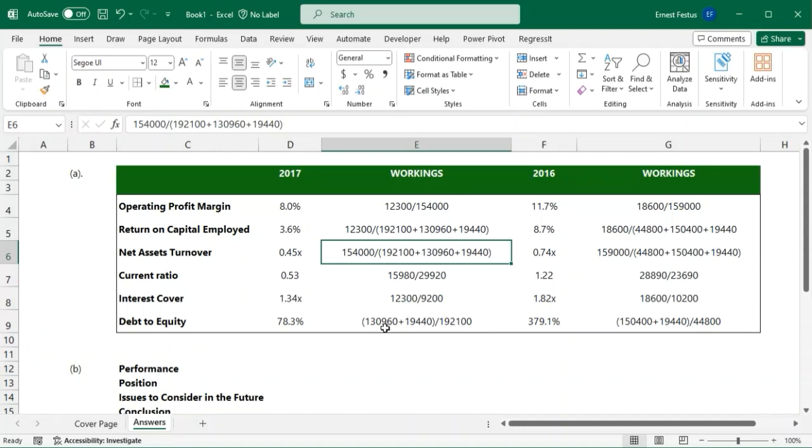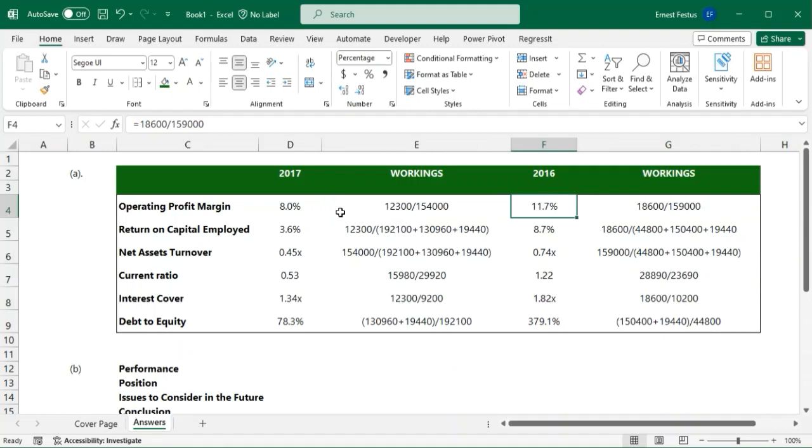So this is how you analyze your financial ratios or the financial statements. And then let's go to the operating profit margin. Now we know that we used the revenue to calculate our operating profit margin. The operating profit margin has also declined, and this can be attributed to the fact that revenue declined.